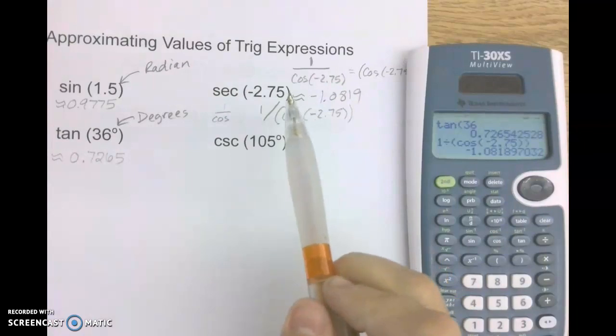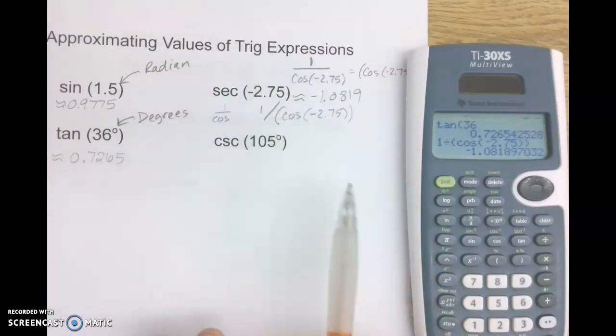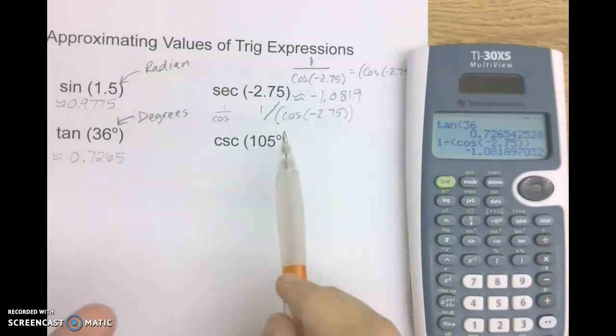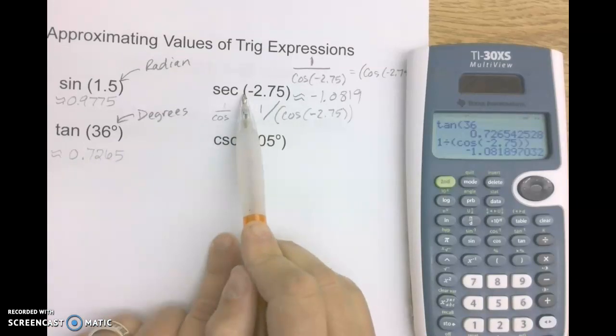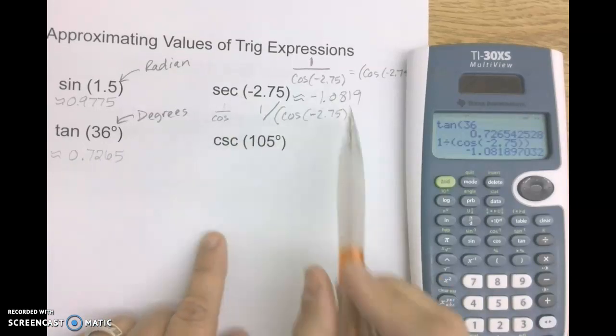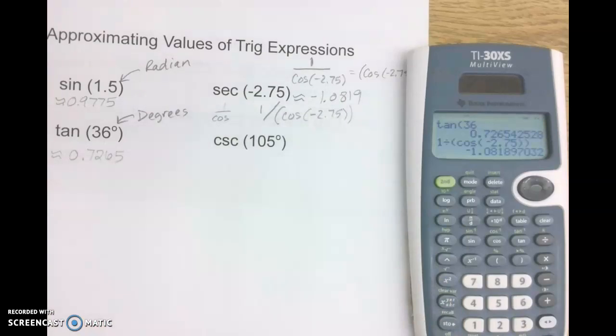Now, this is okay. I know we talked about how cosine can't be smaller than -1 or bigger than 1. But this is a secant. This is a reciprocal, so it's okay. Reciprocals will actually be smaller than -1 and bigger than 1.